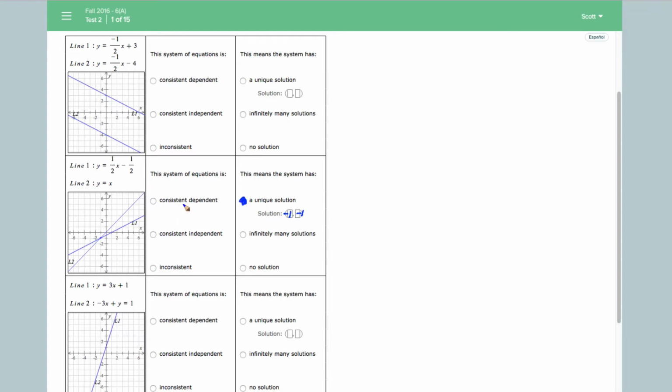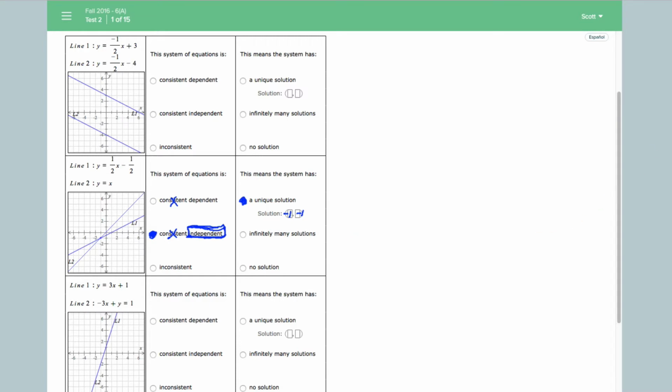Now over here it says, is it consistent dependent, consistent independent, inconsistent? Well, I always forget the consistent thing, and I just remember, is it dependent or independent? In this case, I see that they are 2 separate independent lines that form a common answer at one point, but they are independent. So that would be my answer there.